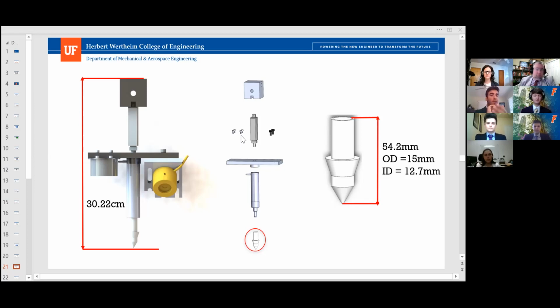We also have a piezo linear actuator. This can be seen connected to the pipette tip. And as the shaft of this actuator is retracted or extended, liquid will either be aspirated or dispensed from our pipette assembly.